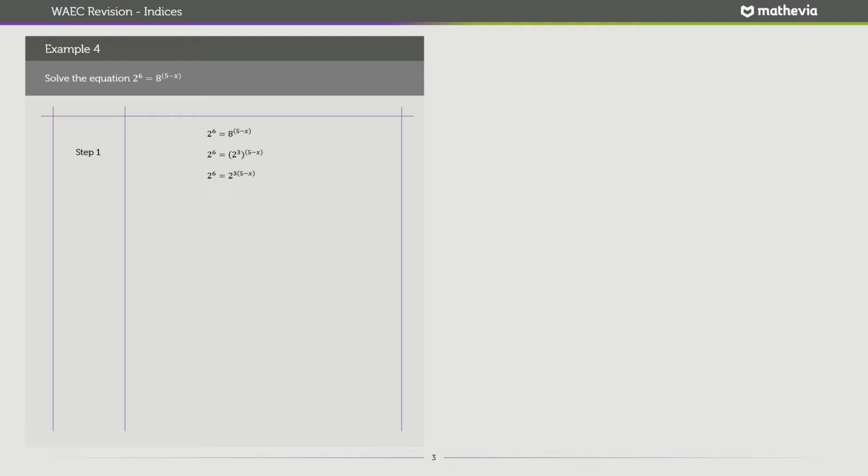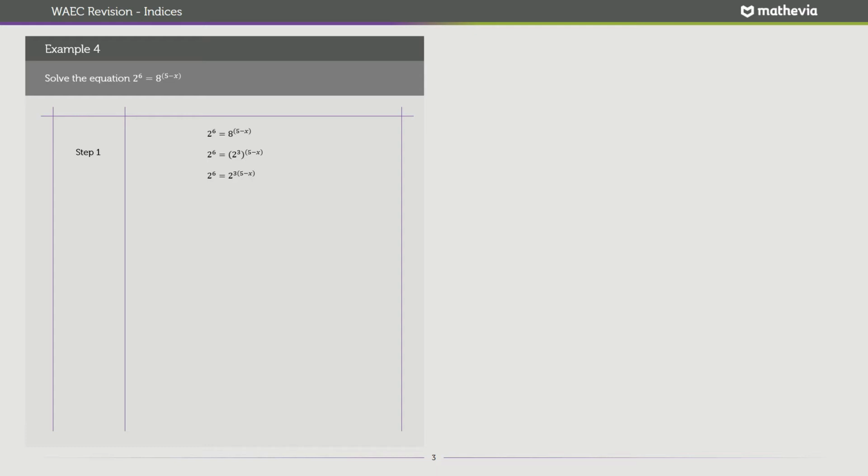And then we just apply our power law here. Because we have 2 to the power of 3 all raised to the power of 5 minus x, basically that is 2 to the power of 3 times 5 minus x. At this point we've gotten to a point where we have equal base numbers on both sides. So we will have 2 to the power of 6 equals 2 to the power of 3 times 5 minus x.